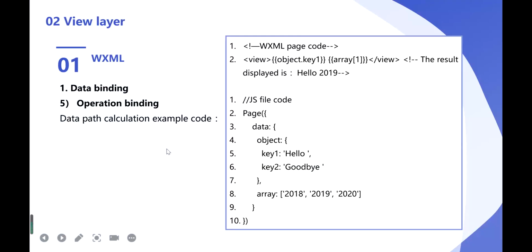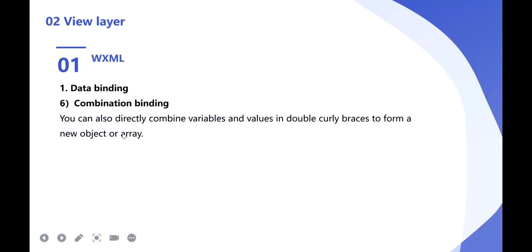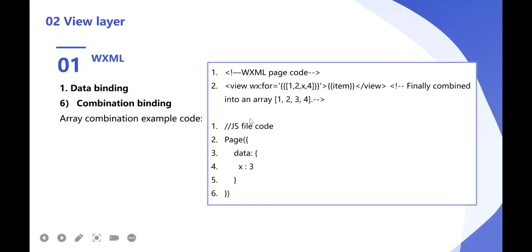We'll return back here. We have already tried this data price calculation example. Then we'll go to combination binding. We can also directly combine variables and values in double curly braces to form a new object or array. Here is the array combination example code. We have an array here, we have 1, 2, x, 4.